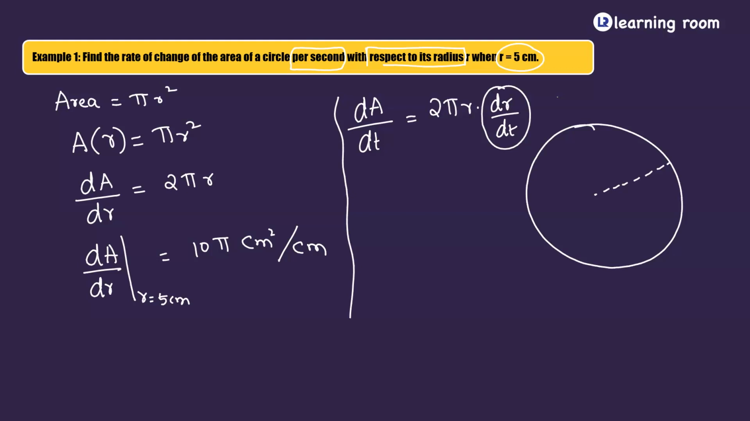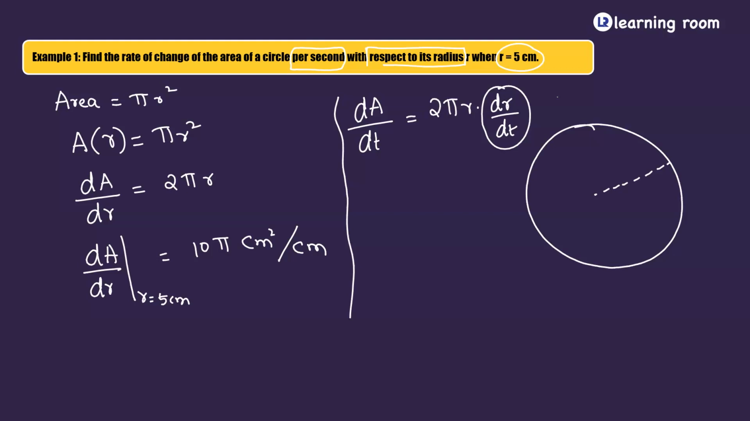So try to understand the meaning of it. Don't look at the number. What is the meaning? For each increase or decrease of 1 centimeter in radius, how much change is taking place in the area? 10 pi centimeters square. That's the meaning.